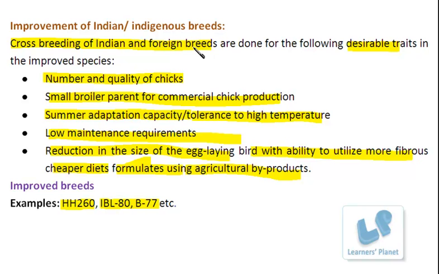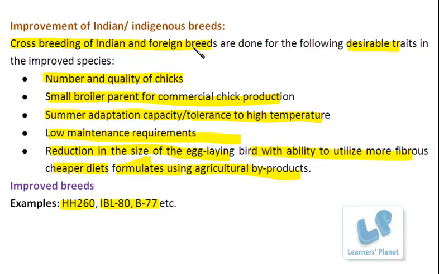Further, one more improvement is related to resistance towards diseases. Even that is one of the desirable traits considered in the crossbreeding program. Now, simply developing the hybrid is not sufficient to improve production. If production is to be improved, the growing conditions should also be managed.